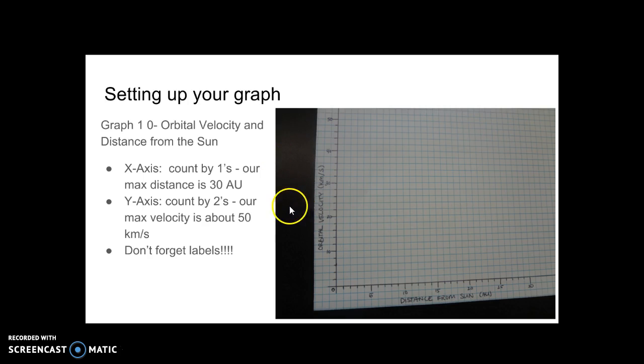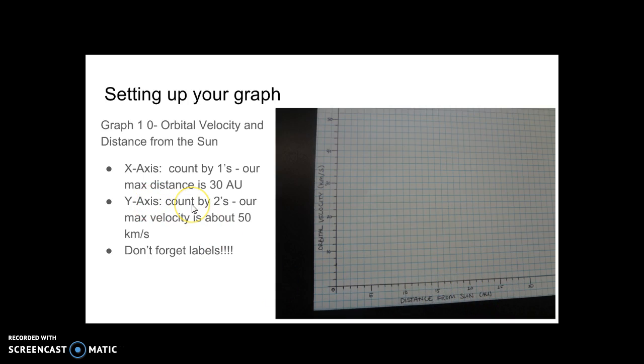In order to set up your graph, for graph 1, orbital velocity and distance from the sun, on our x-axis we will count by ones, meaning every line is worth 1 AU, astronomical unit. That's a measure of distance in the solar system. It's so big that miles are useless. Our maximum distance is 30 AU. That's where Neptune is. All right, so we only need to get to 30. It fits on the page if we count by ones. Notice that I labeled my x-axis down here.